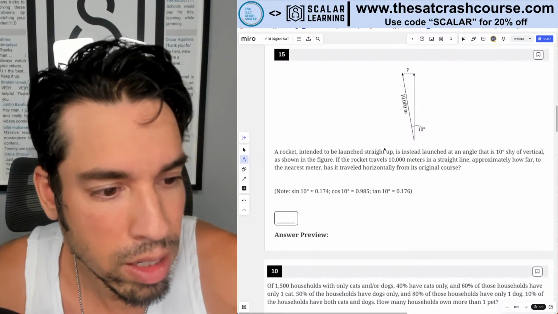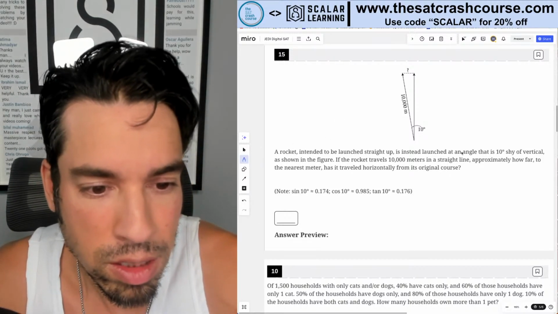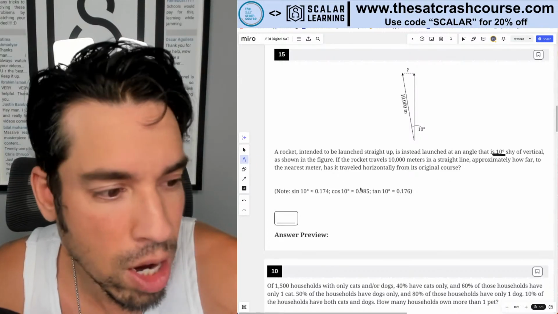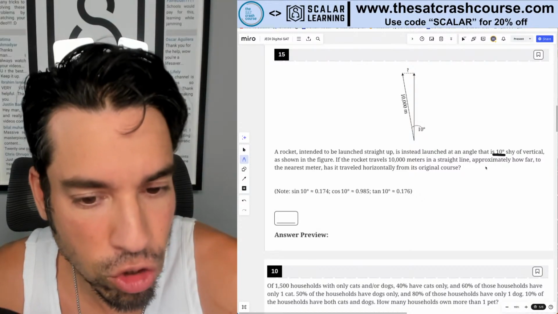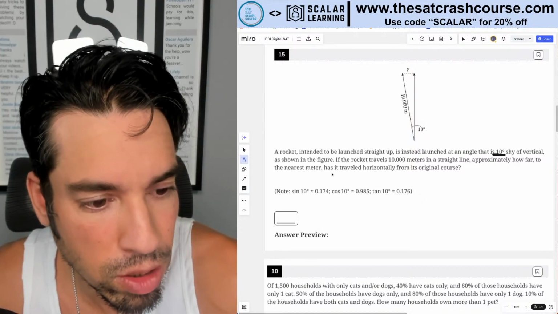All right, it says a rocket is intended to be launched straight up, is instead launched at an angle of 10 degrees shy of vertical as shown. If the rocket travels 10,000 meters in a straight line, approximately how far to the nearest meter has it traveled?